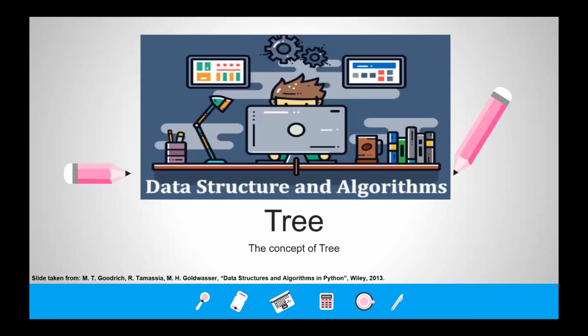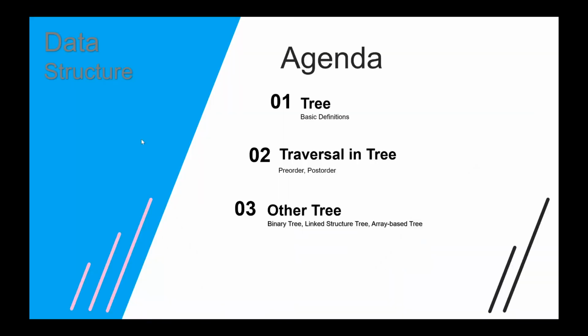This is another video to explain the concept of tree. We will learn what a tree is in the basic definition, and then we will learn about traversal in tree, which is pre-order and post-order, and there are other kinds of tree. Maybe I will not explain everything, but you already know about the binary tree or the binary search tree. We will learn about this one, and the other things I will leave. Maybe a red-black tree, you can try to figure it out if you have interest in it.